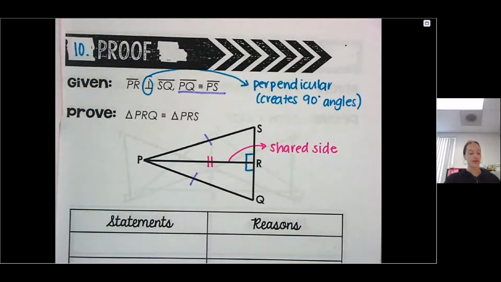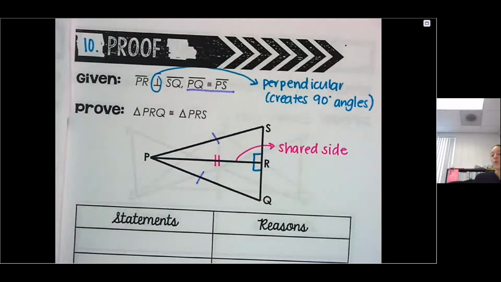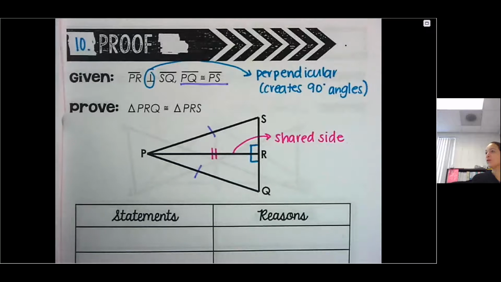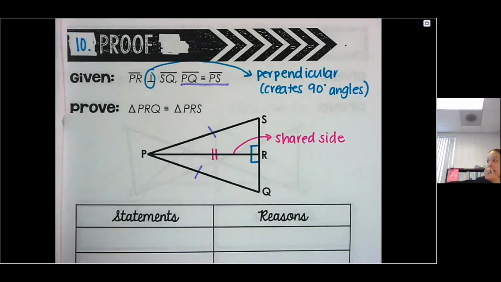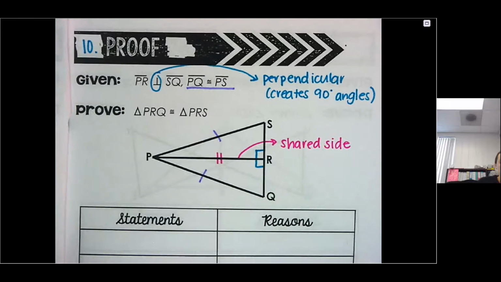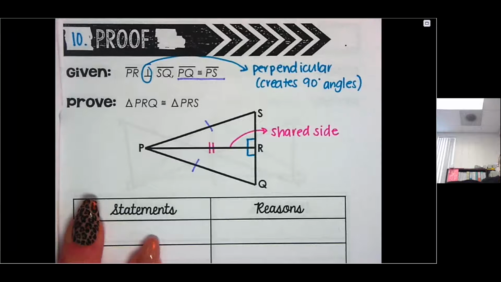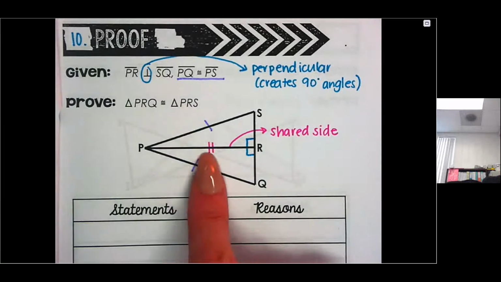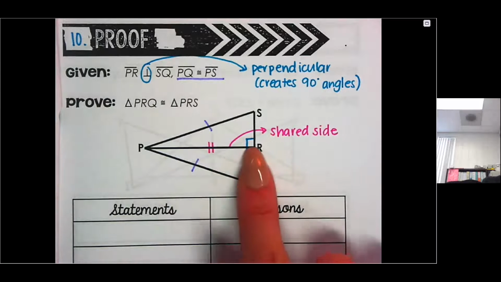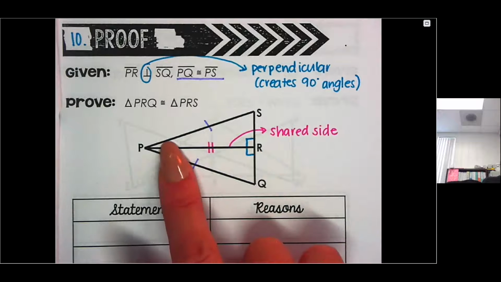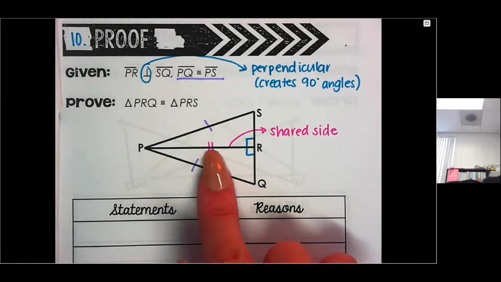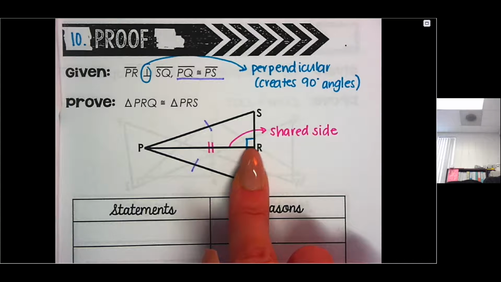Now, without looking at the bottom, try not to look. Which theorem am I going to use for this problem? So what's given to you in this picture? How many sides? 2 sides and 1 angle. Now, that angle is not in between, right? So it's not side angle side. It would be SSA, and are you allowed to do that?